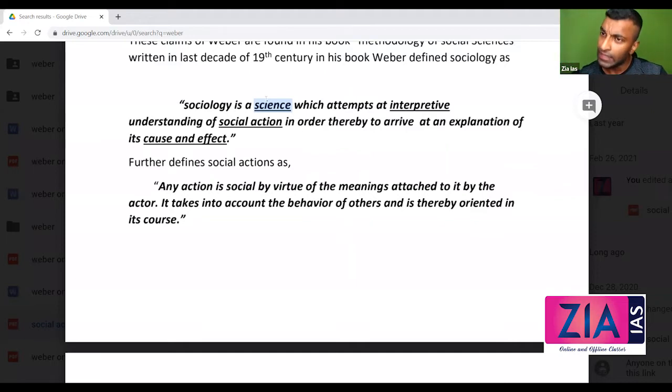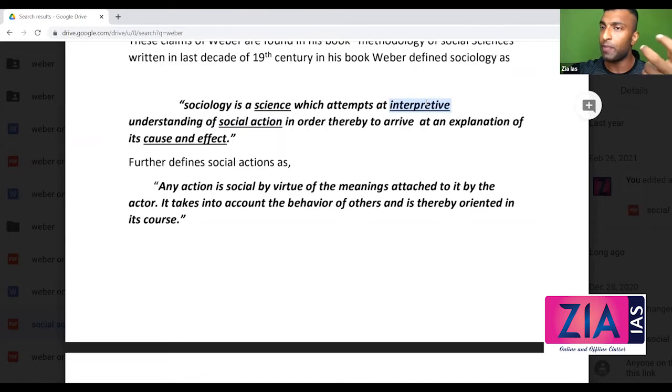Why? Because we study in a scientific manner by establishing cause and effect and everything, by using methods, right? By using evidence and logic, right? It's about method of inquiry. So, which attempts at interpretive understanding of social action. So what you're trying to understand here, social action, that is the subject matter for Weber. Study social action, that's the subject matter. How you study, interpretive understanding, that's interpretive sociology, how you're going to study, right?